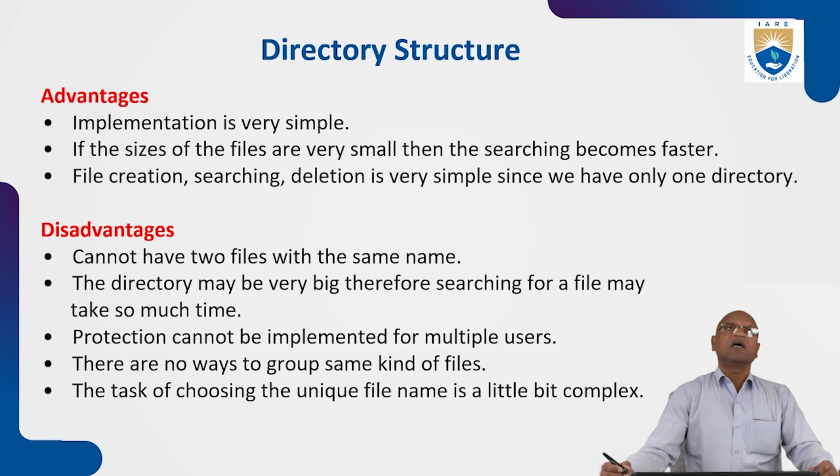What are the advantages? Implementation is very simple. If the size of the files is very small, then searching becomes faster. File creation, searching, and deletion are very simple since we have only one directory. What are the disadvantages of this single level directory? You cannot have two files with the same name. The directory may be very big, therefore searching for a file may take so much time. Protection cannot be implemented for multiple users. There is no way to group the same kind of files. The task of choosing a unique file name is a little bit complex.